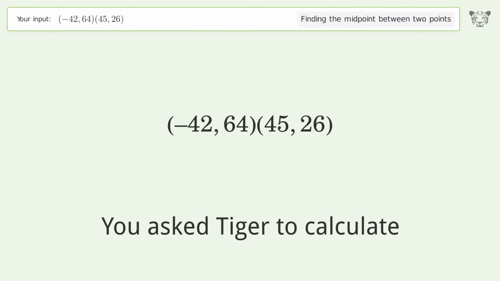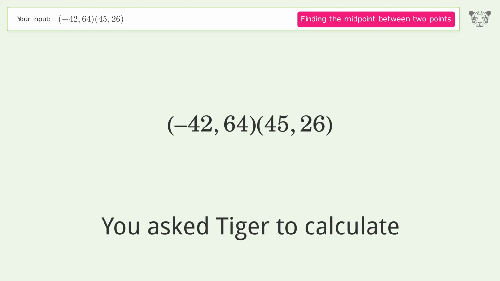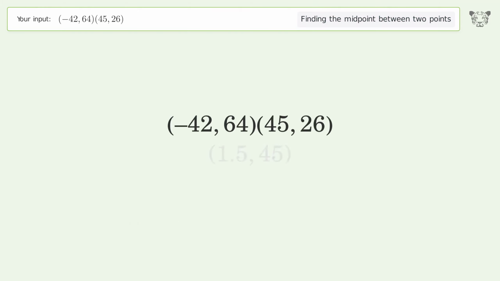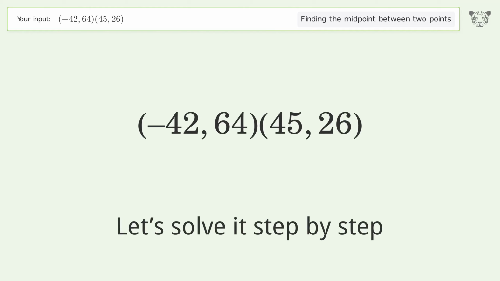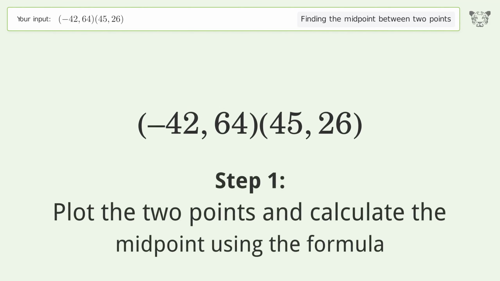You ask Tiger to calculate. This deals with finding the midpoint between 2 points. The midpoint between the 2 points is 1.5, 45. Let's solve it step by step. Plot the 2 points and calculate the midpoint using the formula.